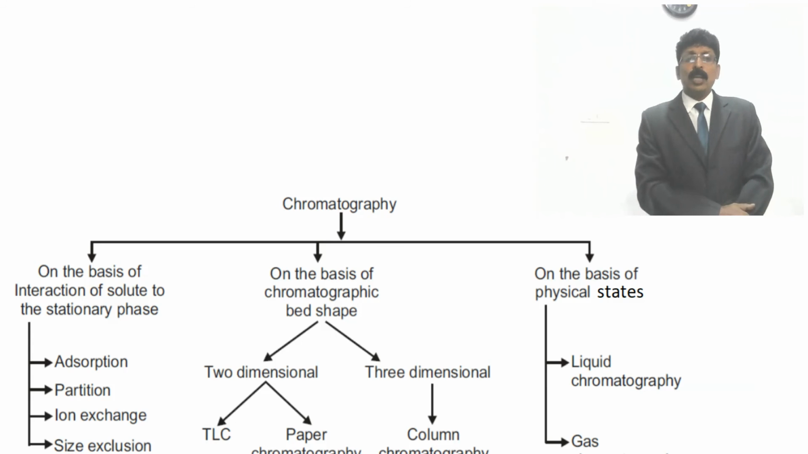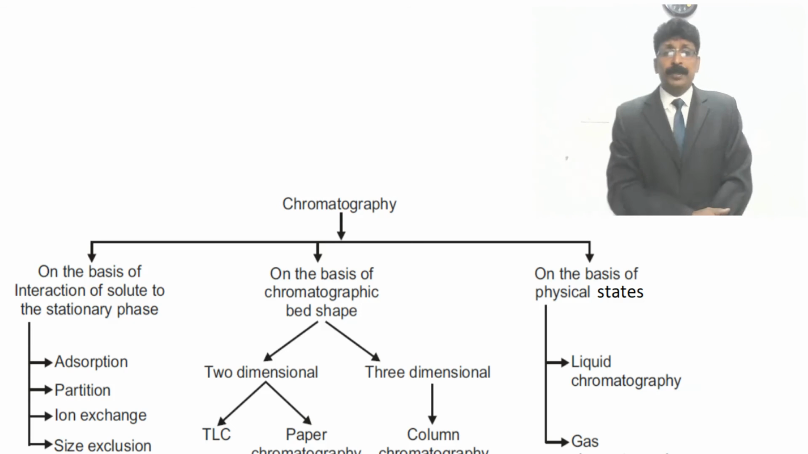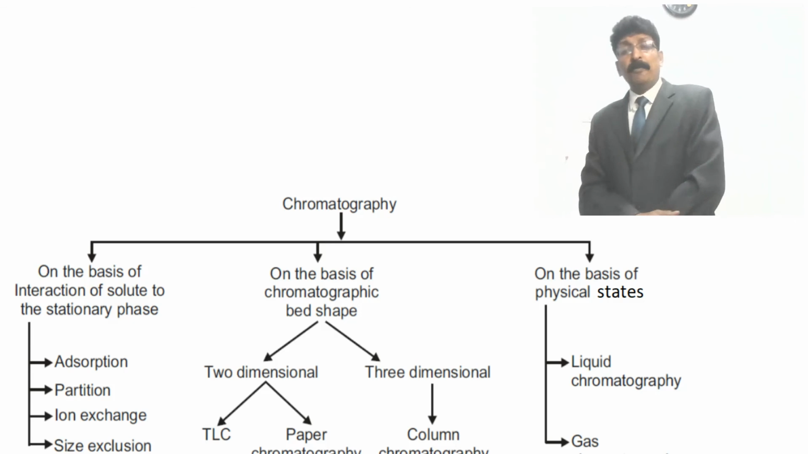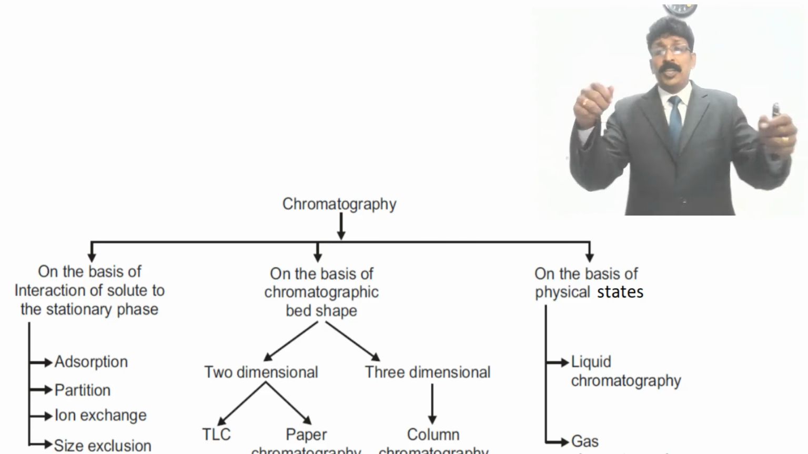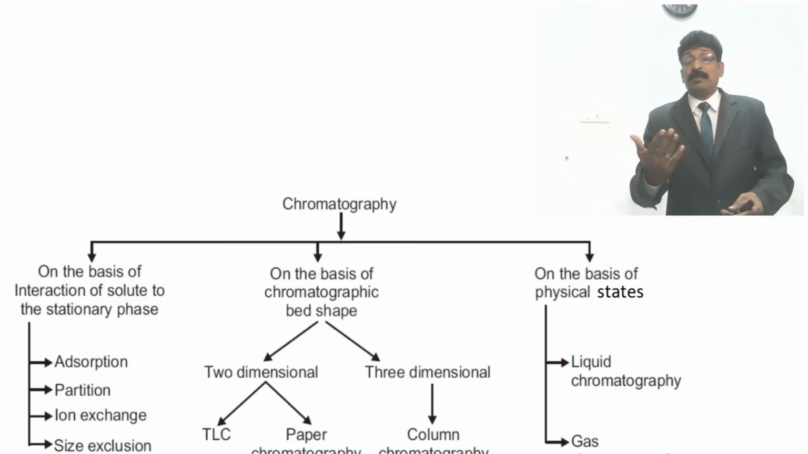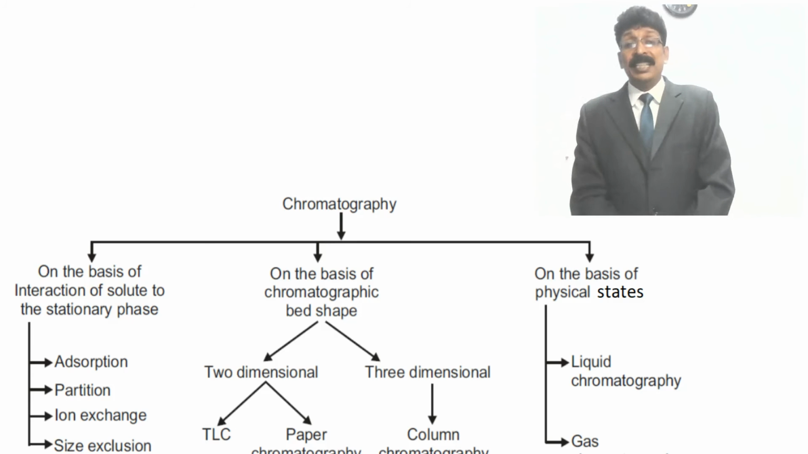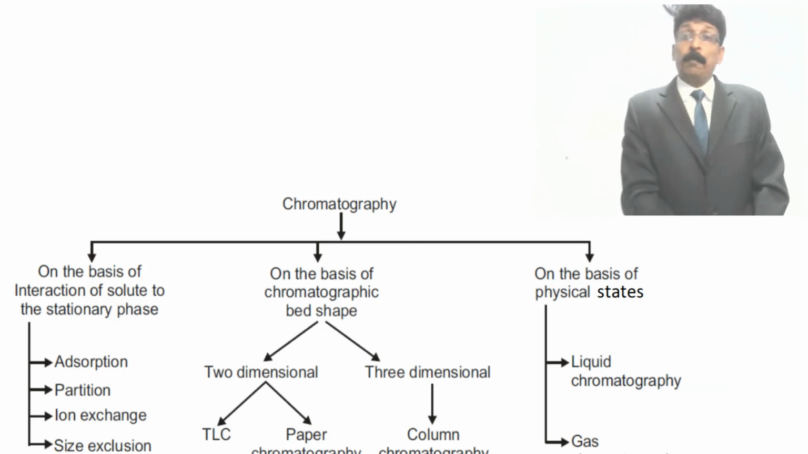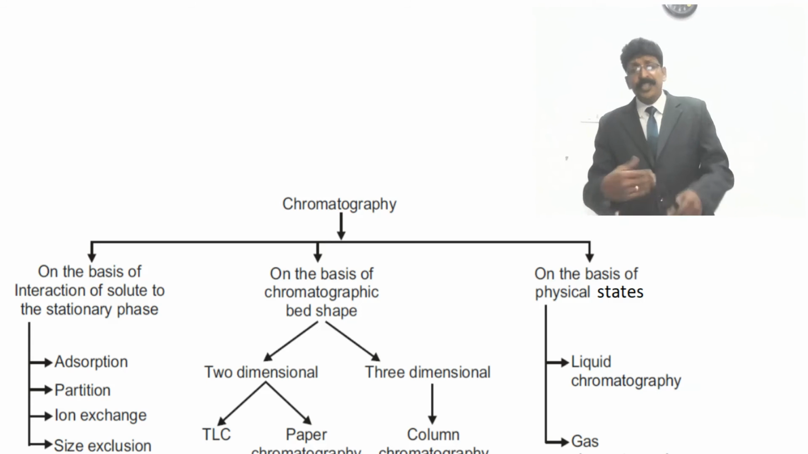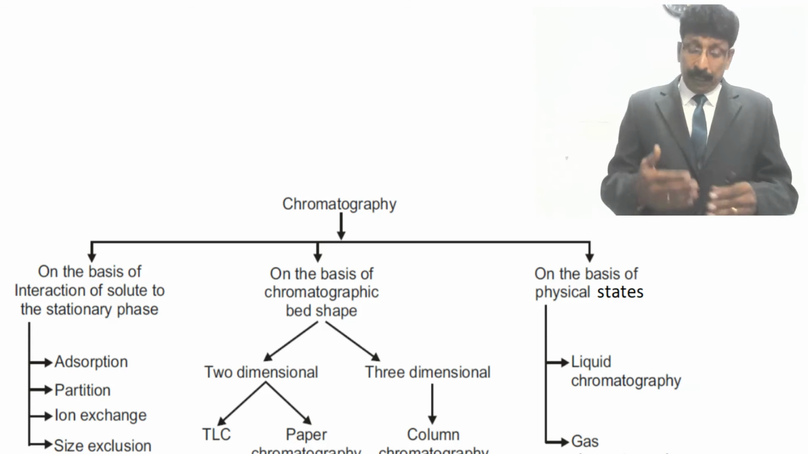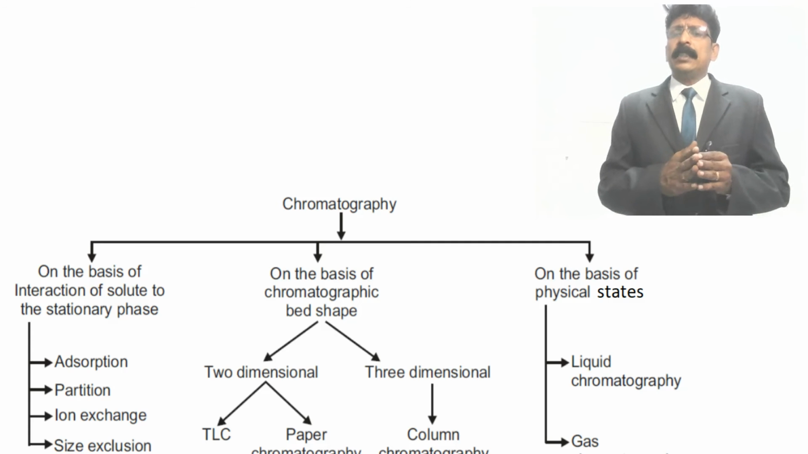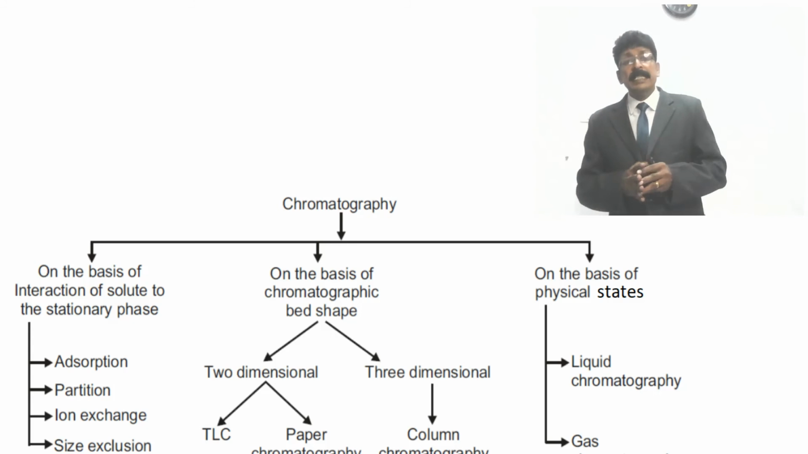And also on the basis of chromatographic bed shape. So for example, what is the shape of that? It may be one dimensional, two dimensional, or three dimensional. The directions of movement of the stationary phase can be changed along an axis, for example the x-axis, y-axis and z-axis, and the separation can be more efficient. Very closely related compounds, with very near structures, can be easily separated on the basis of the chromatographic bed shape, like two-dimensional and three-dimensional.